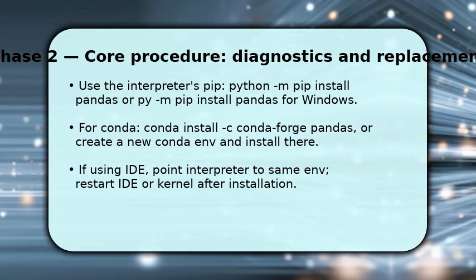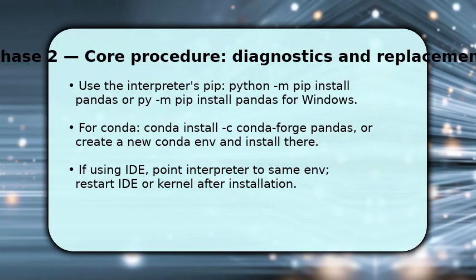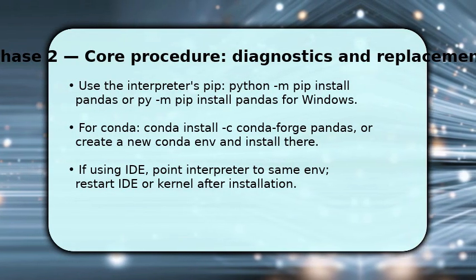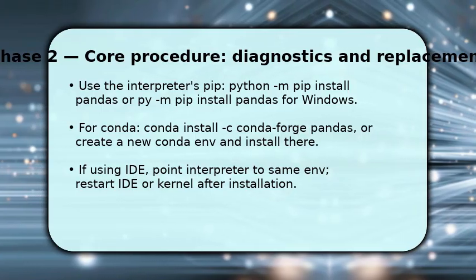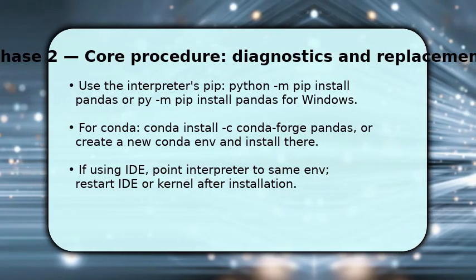Once installed, restart your IDE or Jupyter kernel to reload the interpreter paths. This step fixes mismatches, where pip installs to a different Python than the one running your script.